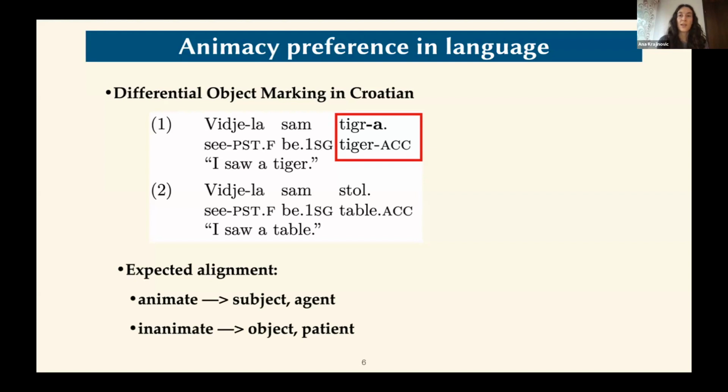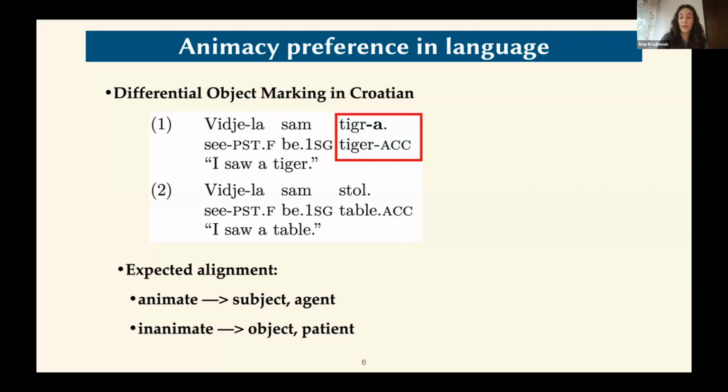The expected alignment we tend to see is that usually animate entities are subjects of the sentence because they're associated with agency and intentionality. So they have the more active role in a sentence. Whereas inanimate entities are more likely to be an object in the semantic role of a patient. So they have a more passive role and the action is done on them. They're not the ones doing the action.